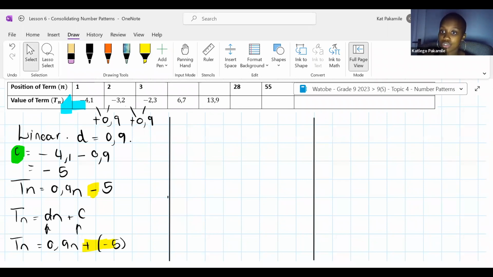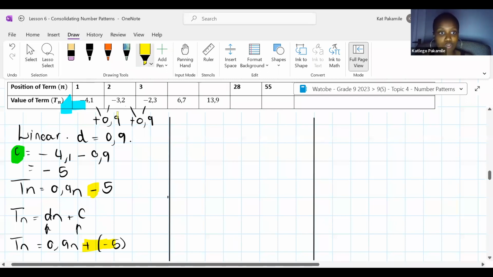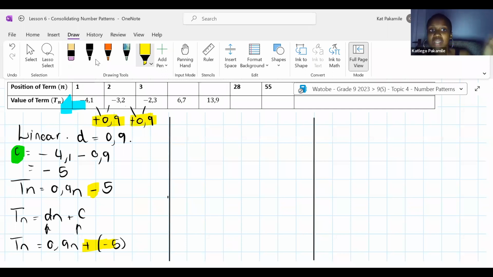Those who are still confused, it is a linear number pattern when you add or subtract the same thing. Plus 0,9, plus 0,9. It's the same thing over and over again. If it was plus 1, plus 3, it's immediately disqualified, because that is not adding the same thing over and over. You can minus the same thing or you can add the same thing over and over.